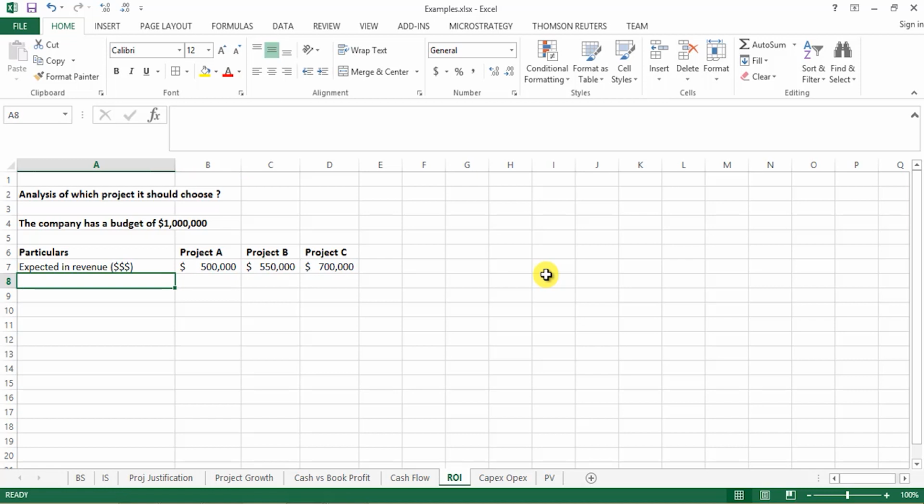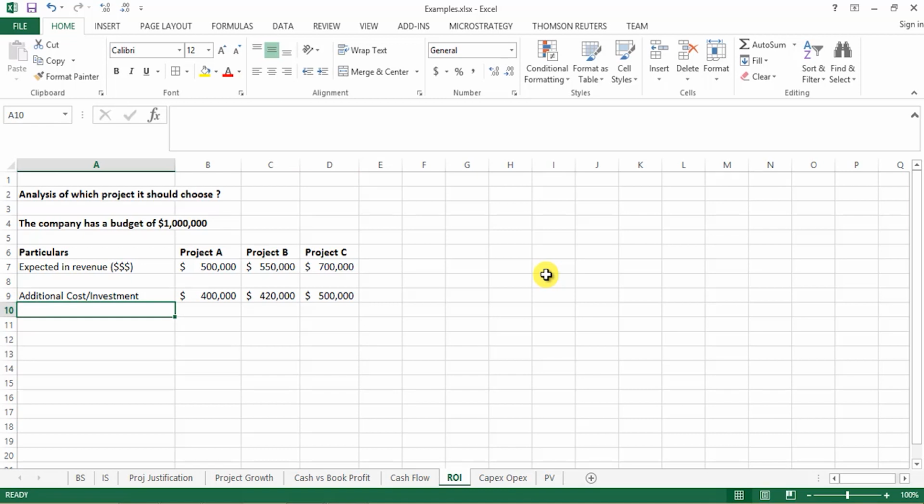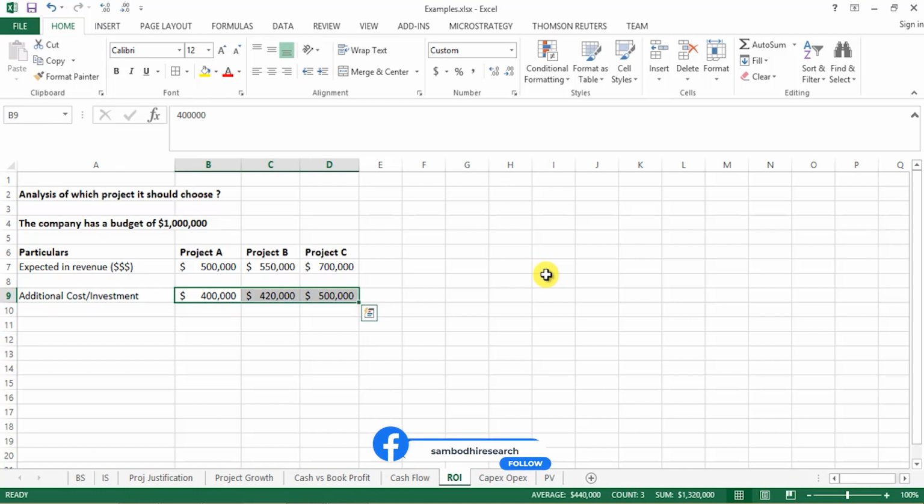Okay, for that the company obviously needs to incur some additional cost, or you can say additional investment, to undertake a project. If the company wants to go for project A, it needs to shell out an investment of $400,000. For project B, let's keep it at somewhere around $420,000. For project C, let's say it's going to be somewhere around $500,000. That's the additional cost or the investment which the company needs to make. Now notice over here, combining these three projects, the investment is 1.3 lakh.